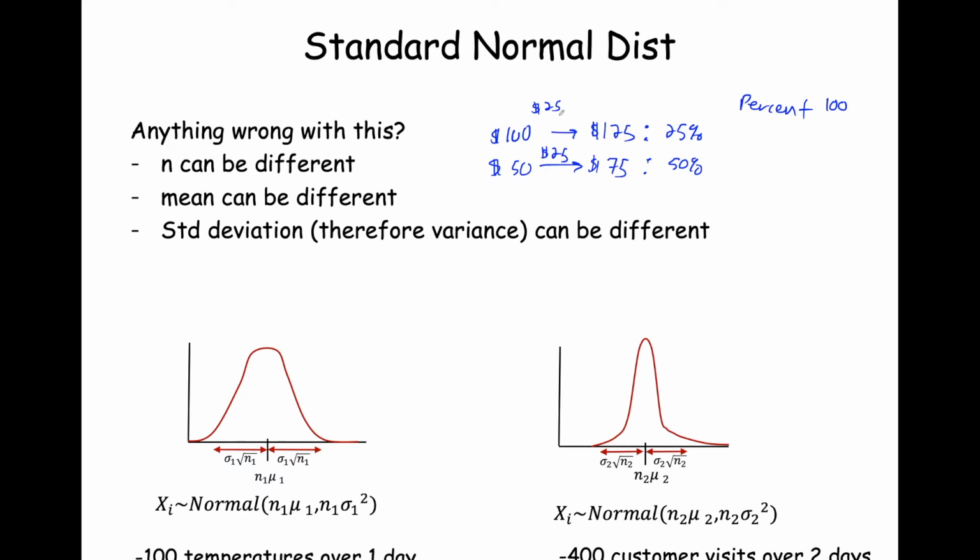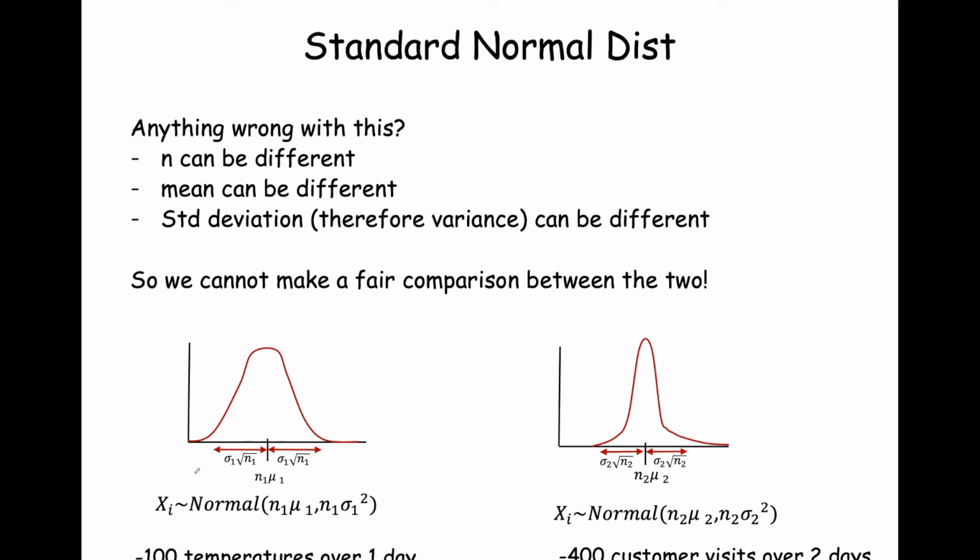So it's really important, if you're going to make a fair comparison, to express those comparisons on the same scale. Okay, and so because n can be different, the mean can be different, and the standard deviation can be different, you can't really make a fair comparison by just looking at the size of the dispersion, for example.